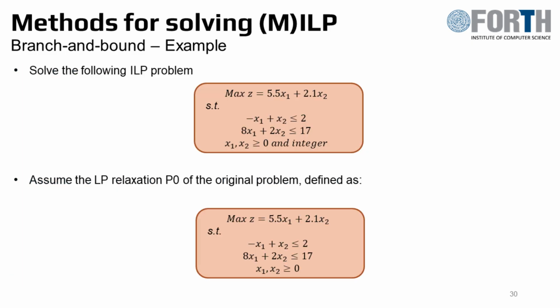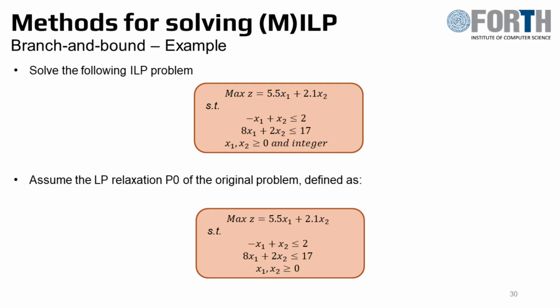To understand how branch and bound works in practice, consider the following integer linear program. We want to maximize z equals 5.5 x1 plus 2.1 x2, subject to the constraints minus x1 plus x2 less than or equal to 2, 8 x1 plus 2 x2 less than or equal to 17, x1 greater than or equal to 0, x2 greater than or equal to 0, and both x1 and x2 must be integers. The objective function is linear, and the feasible region is defined by linear inequalities. The only source of combinatorial difficulty is the integrality requirement.